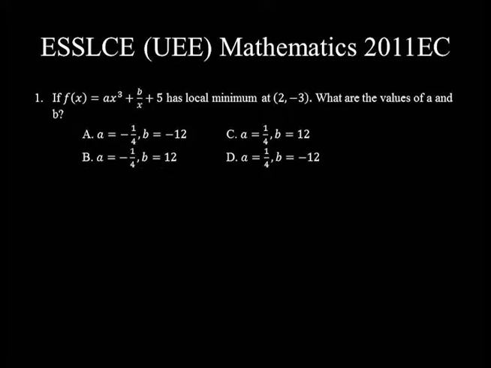We are asked for two unknowns, that's a and b. To find the values of these two unknowns, we need to have two equations. So, from where can we generate these two equations? Let's focus on the givens. That's the local minimum (2, -3) and the function f of x. For a given function, a local minimum is attained at a point where f derivative of x is equal to 0 or f derivative of x doesn't exist.